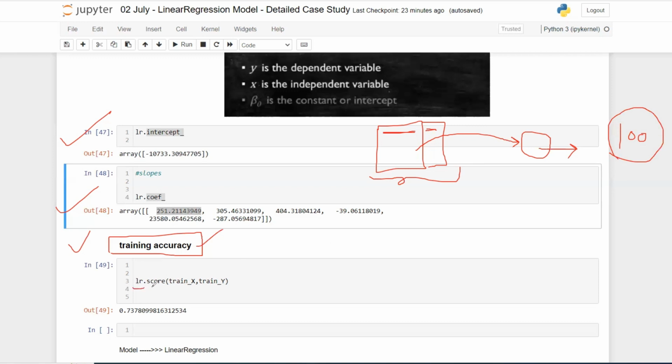So there is this score function, guys. On the linear regression object, we have a score function which gives us the training score. We are passing the train x and the train y, meaning all the features in the training data and their corresponding target values. But see, you are getting 73% accuracy. Why? When the entire data was passed into the model, it should give 100% accuracy, but that's not the case. So what's the reason for it?